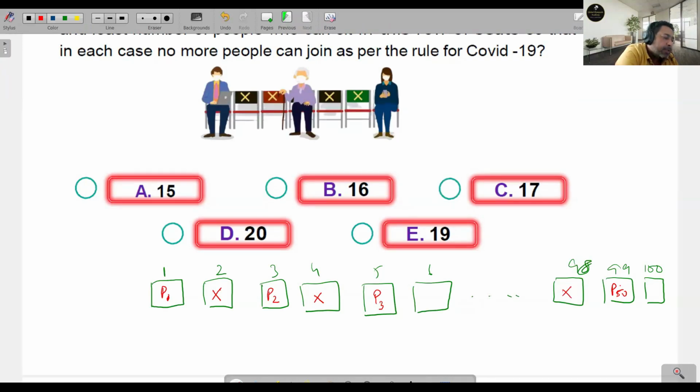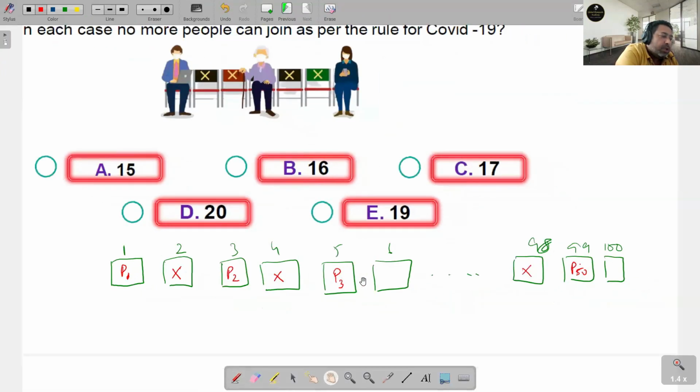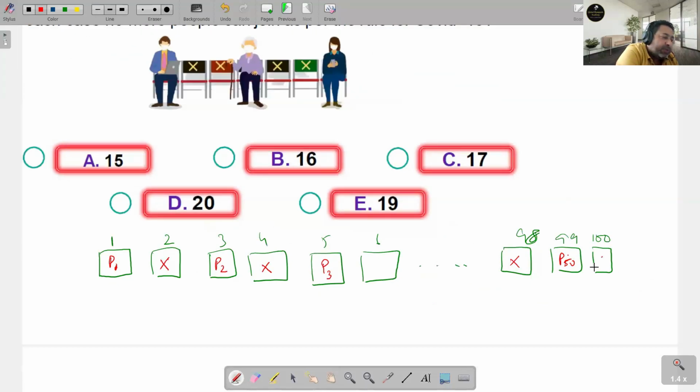As you can see, if somebody sits in any of these seats which are marked with a cross, where people cannot sit, then they are adjacent to another person, correct? This one over here, for example, is adjacent to this as well as adjacent to this. So nobody can sit here. So the maximum number of people who can sit here is 50, which is fairly simple to understand.